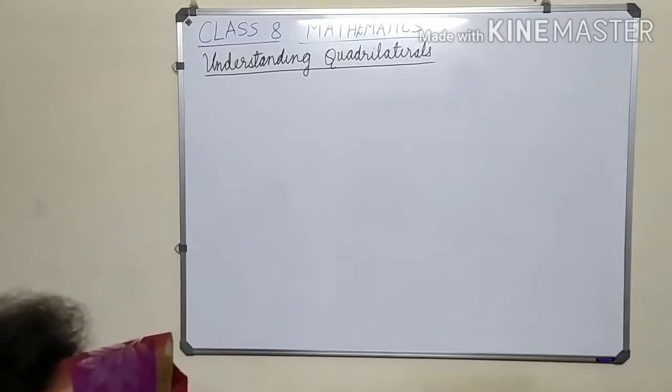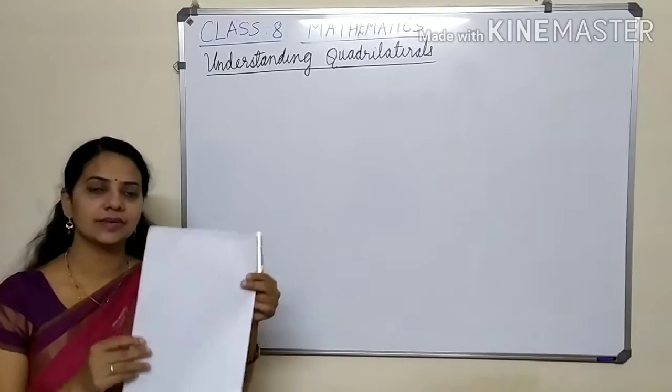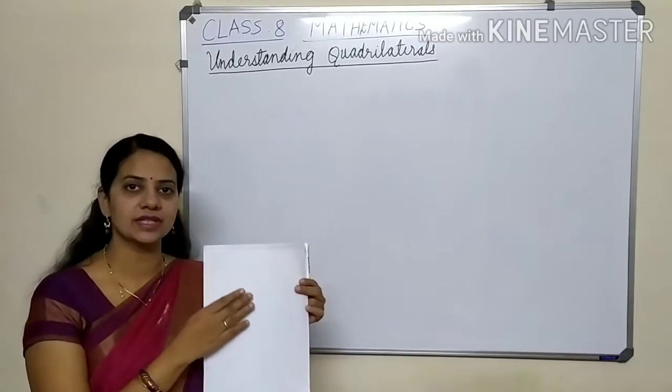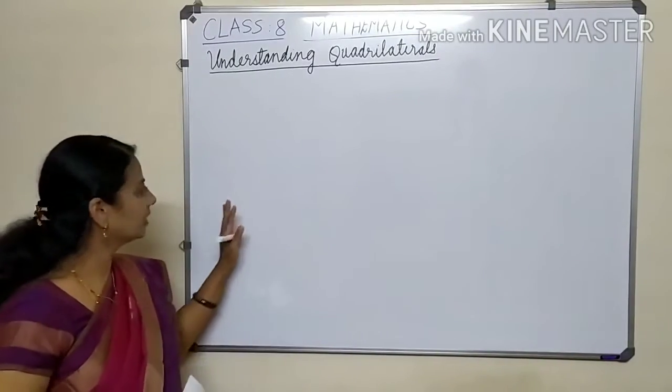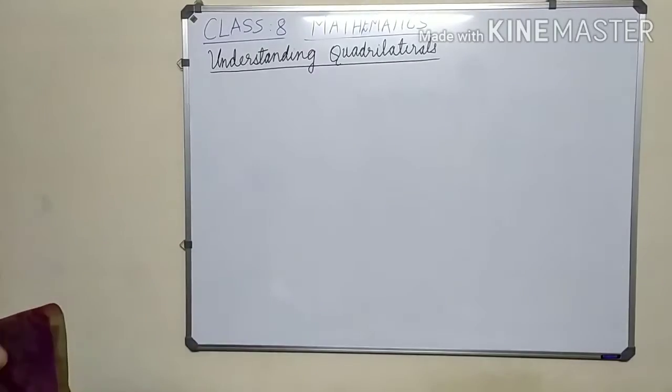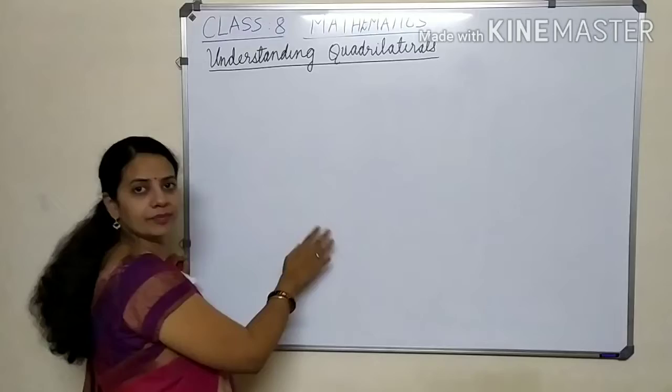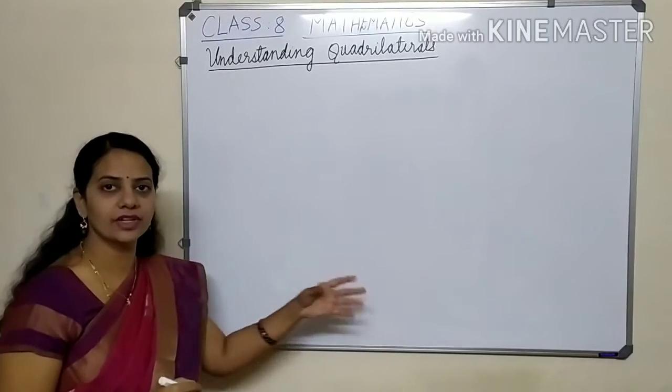Fine. So now look at this. This is a sheet of paper. So this acts as a plane surface. The same way the board also acts as a plane surface. The same way the wall, all these are plane surfaces where you can draw.